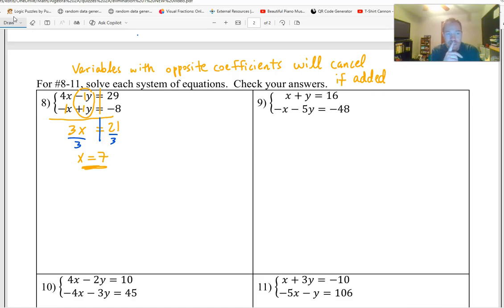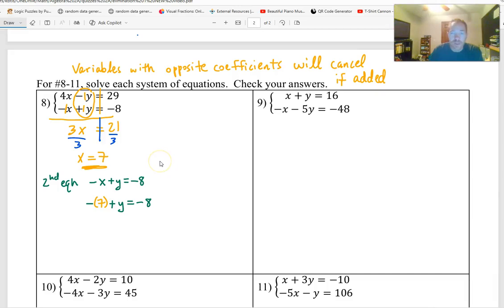I'm going to choose the second equation because, me personally, the minus y in the first equation, I don't like that. So I'm going to use the first equation, sorry, I'm going to use the second equation is what I meant. Negative x plus y equals -8. If I put in that 7 for x, don't forget we have the negative.